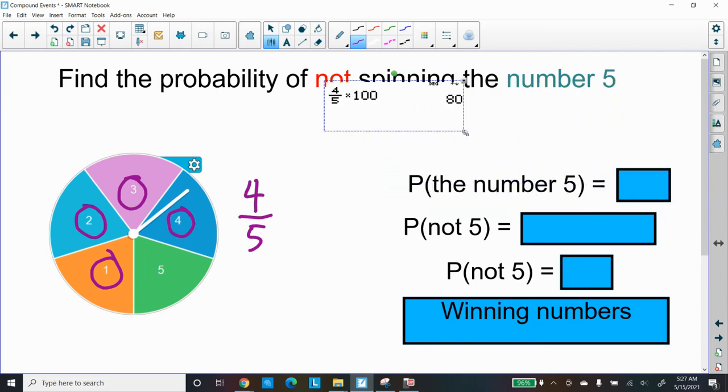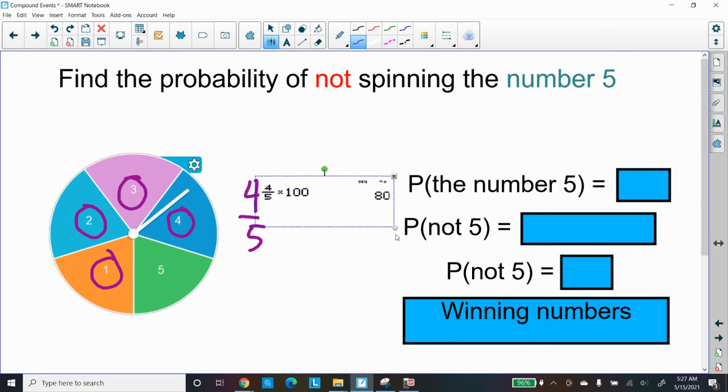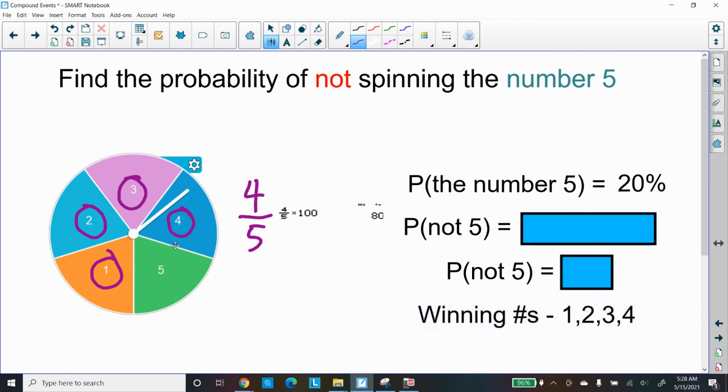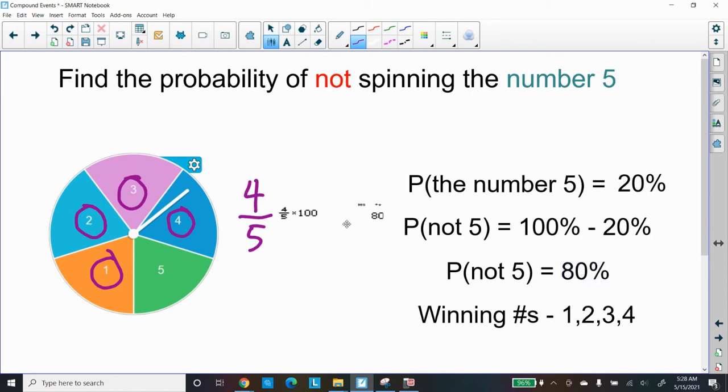So the probability of getting one of the numbers that are not 5 is 80%. So I can get a 1, 2, 3, or 4. Those are not 5. So I got 80% of getting it. Wait a minute. The probability of getting a 5 would be 20%? Interesting. So, Dr. Rob, looks like you went ahead of the game here, because your winning numbers are 1, 2, 3, 4. Those are not 5. So I went way ahead of it. So the probability of getting a 5 is 20%, because there's only one 5 out of the 5 numbers. And if I subtract that 20% from 100%, that'll give me the 80% that we got. So I went a little bit ahead of the game.